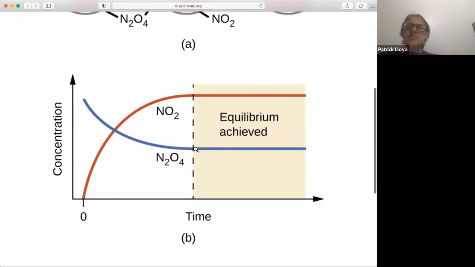But nonetheless, at some point, both of them are pretty stable. You have a mixture of NO2 and N2O4. And this is what we call equilibrium, where the concentrations are no longer changing. We call that equilibrium. Okay.